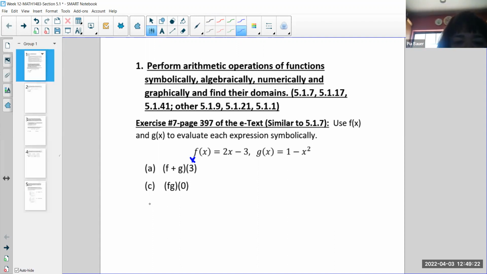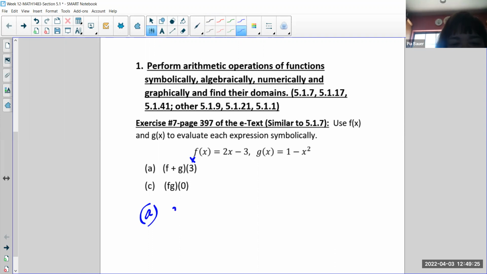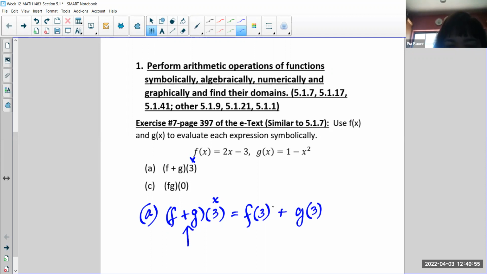So when you're looking at part A, and it says f plus g of 3, that is saying that x equals 3. So what you're going to do is substitute that x equals 3 into f, and substitute that x equals 3 into g. But the operation between them is a plus. So now we're substituting every place where there's an x in f of x, we're going to substitute in for 3.